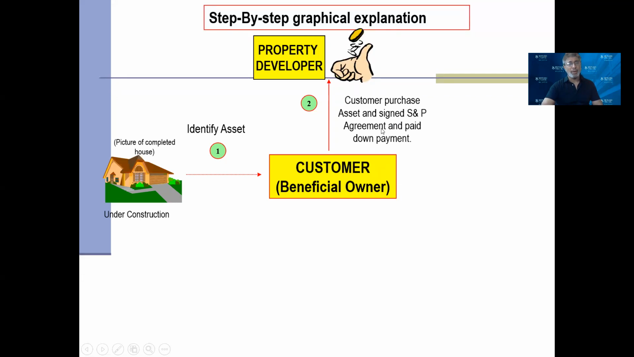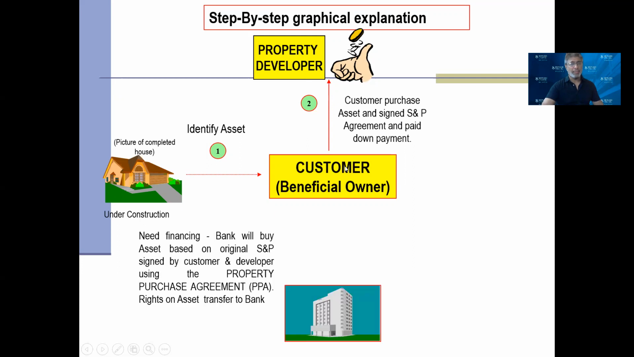So between them and the property developer, sometimes here in Malaysia, we pay 5%, 2%. Sometimes we pay even 1,000 ringgits for some houses. And sometimes just a very small down payment until we sign the sale and purchase agreement. Now the customer will go and they need a financier. So they will go to the bank.